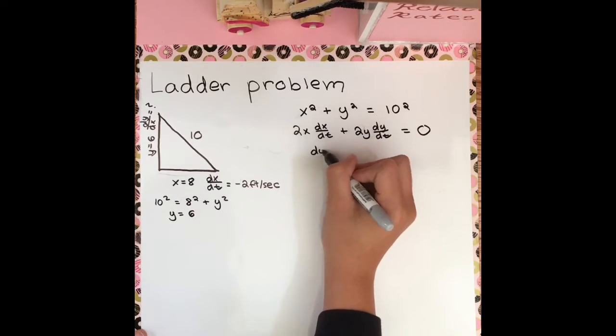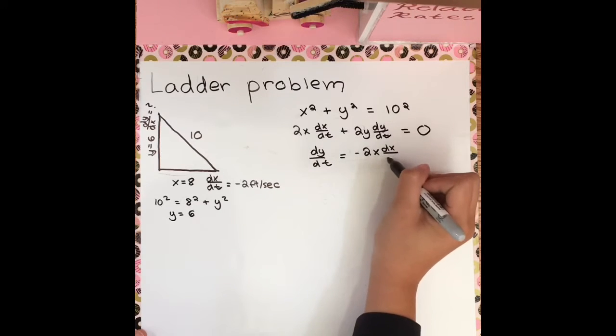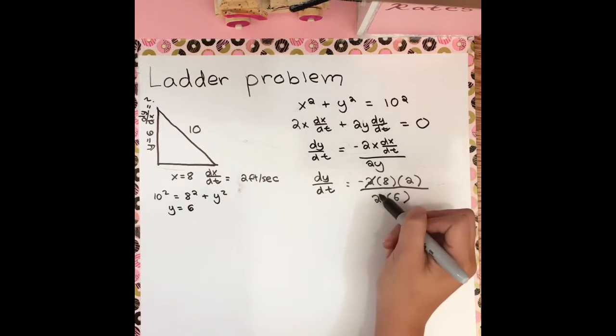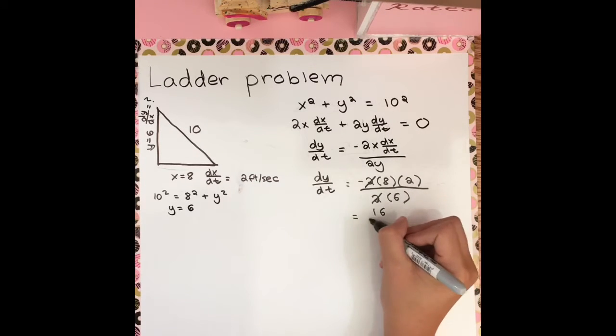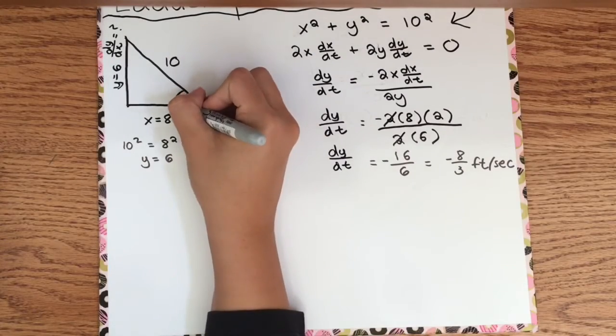We can then move around this equation to get what we're looking for, which is dy/dt. Canceling out the 2's, we plug in what we do know. That's it. We now know that the rate that the top is sliding down the wall is negative 8/3 feet per second. Now let's solve another problem.